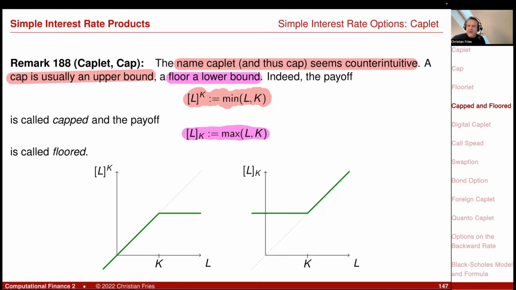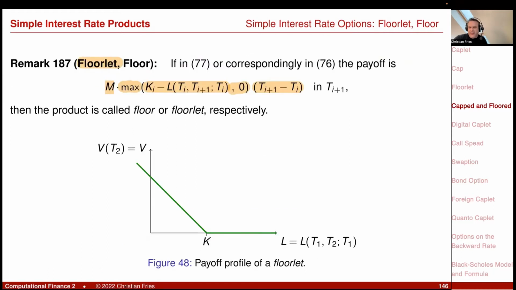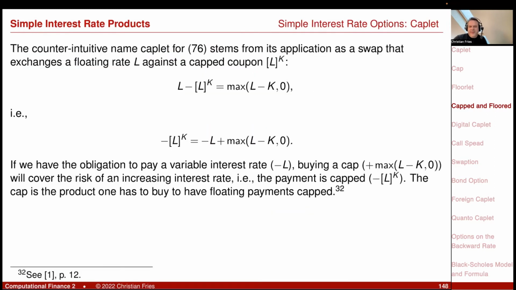So how does this now relate to these products, the floorlet and the caplet? Well, this comes from the following situation. Think that you have the liability to pay the variable interest rate. So actually, I need to pay the minus L.